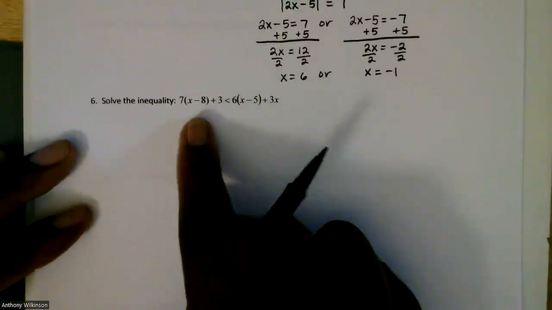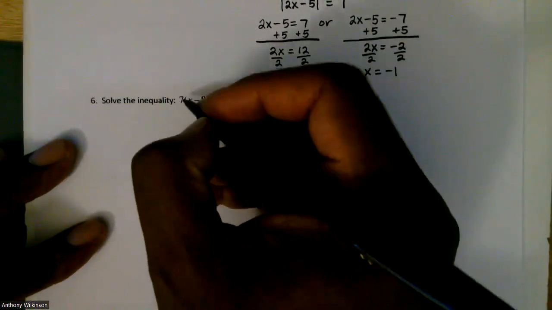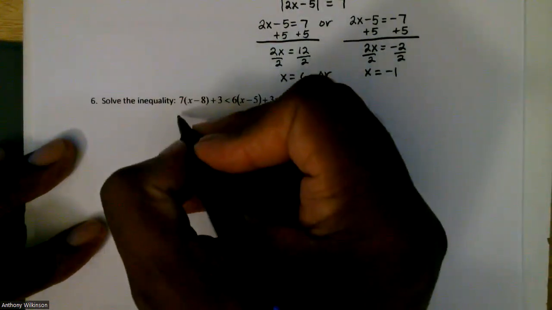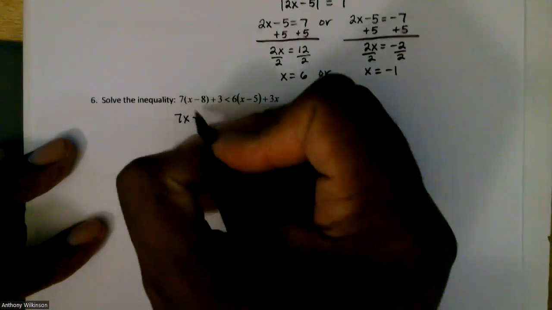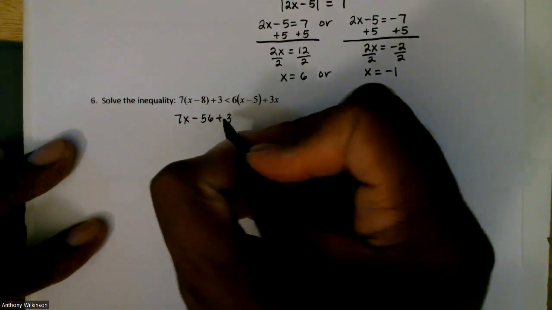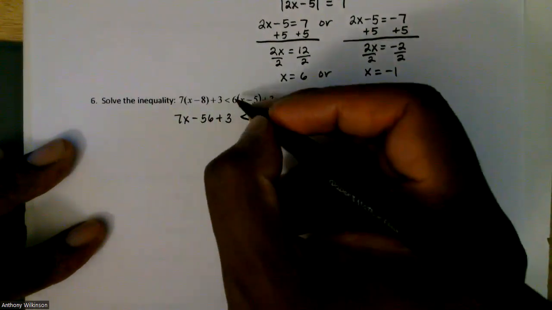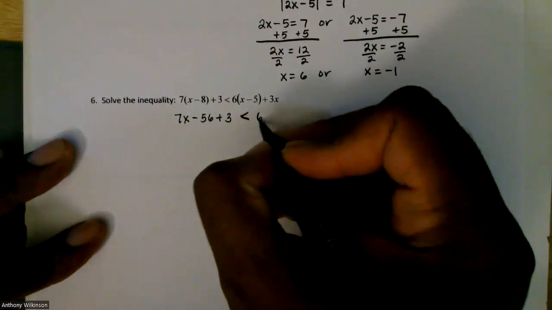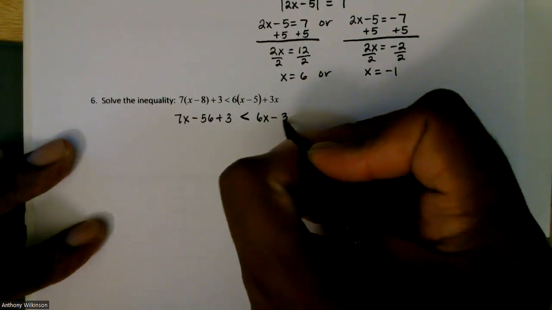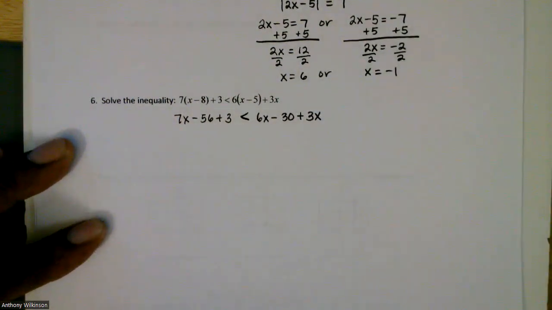So if I start on the left side, let's distribute the 7 over the x minus 8. When I do that, I'll have 7 times x, that's 7x, minus 7 times 8, that's 56. Then bring down that plus 3 is less than 6 times x, that's 6x, minus 6 times 5, which is 30, plus 3x.